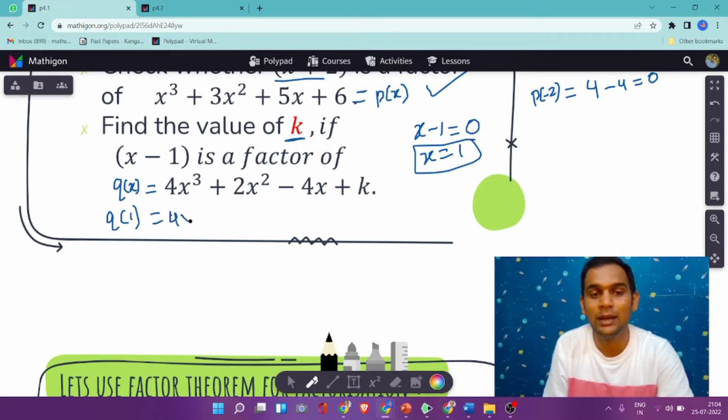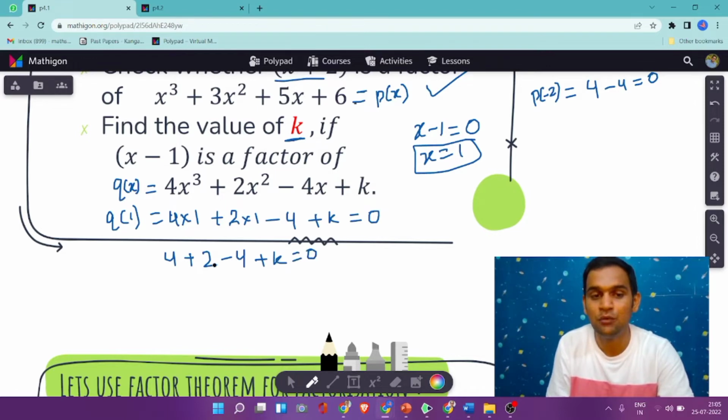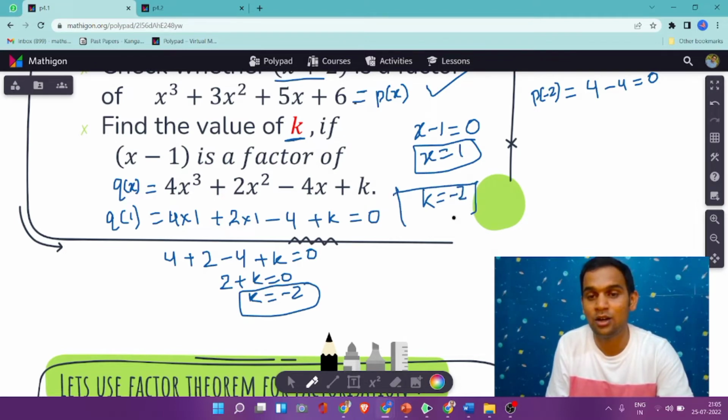Yes. So 4 times 1 cubed is 4, plus 2 times 1 squared is 2, minus 4 times 1 is 4, plus k equal to 0. So we get 4 plus 2 minus 4 plus k equals 0. 4 plus 2 is 6, minus 4 is 2, plus k equals 0. Now 2 goes to the other side, it gets us minus 2. So the value of k over here is minus 2. I hope this makes a lot of sense to all of you.